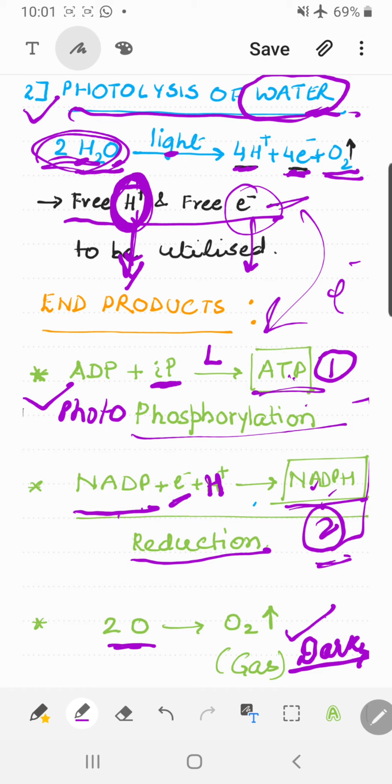Children, understand dark reaction or light independent reaction? It's also known as Blackman's reaction and also known as Calvin cycle. Right children? So here I am concluding the video. Let us learn about the Calvin cycle in the next video.